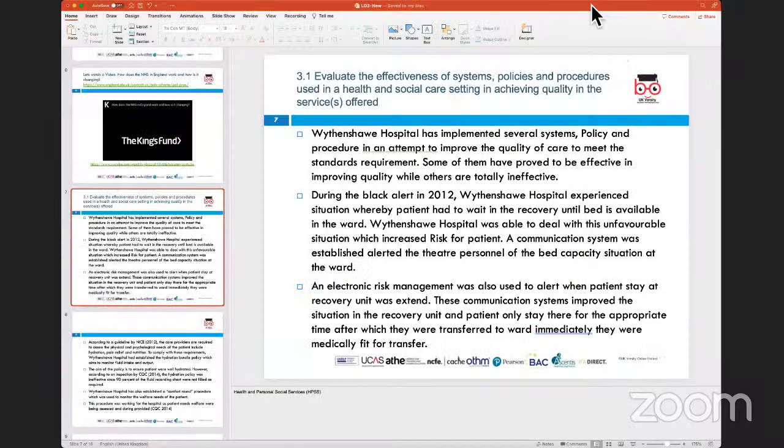Now, if I switch you back over to the presentation, what we are looking at doing here is primarily discussing the first assessment criteria, which is evaluate the effectiveness of system policies and procedures in health and care setting in achieving quality in the services offered. Because it says health and care setting, for the purposes of discussion with regards to this particular assessment criteria and some of the others in this learning outcome, I've taken the Wythenshawe Hospital as an example, which is an example of a health and social care setting.